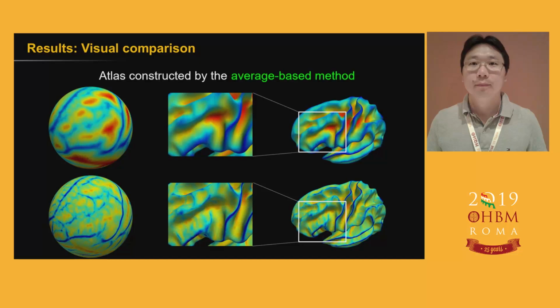We also do a comparison with the conventional method, that is the average-based atlas. So this is the atlas constructed by the average-based method. We show the convexity and the mean curvature. We can see the folding is a little blurred, but if we use the proposed method, the folding pattern is very sharp, which indicates the proposed method leads to a sharper folding pattern. This will potentially lead to better registration performance. If I switch these two slides, you will better see the difference.